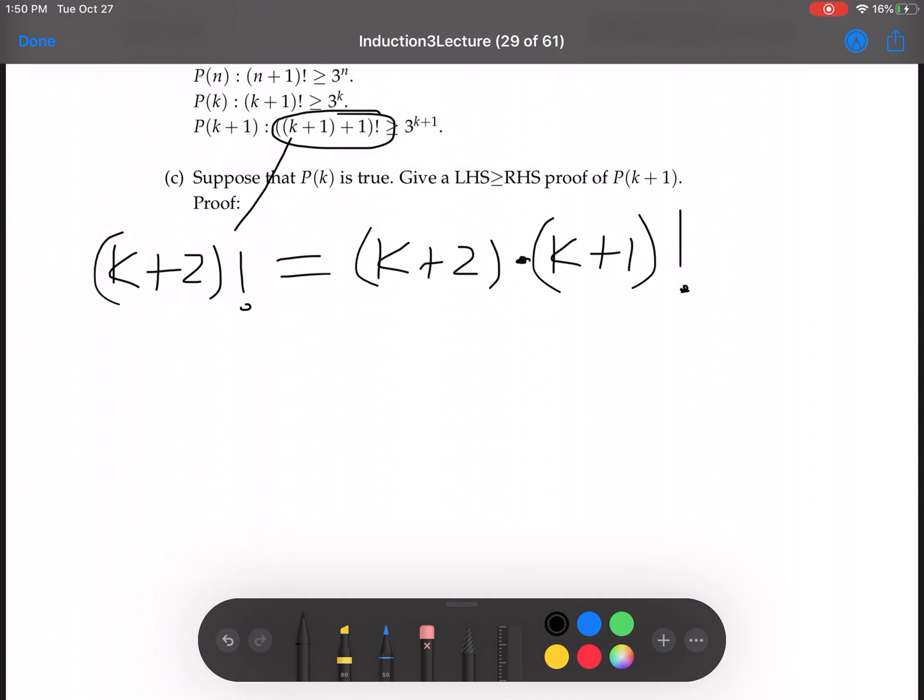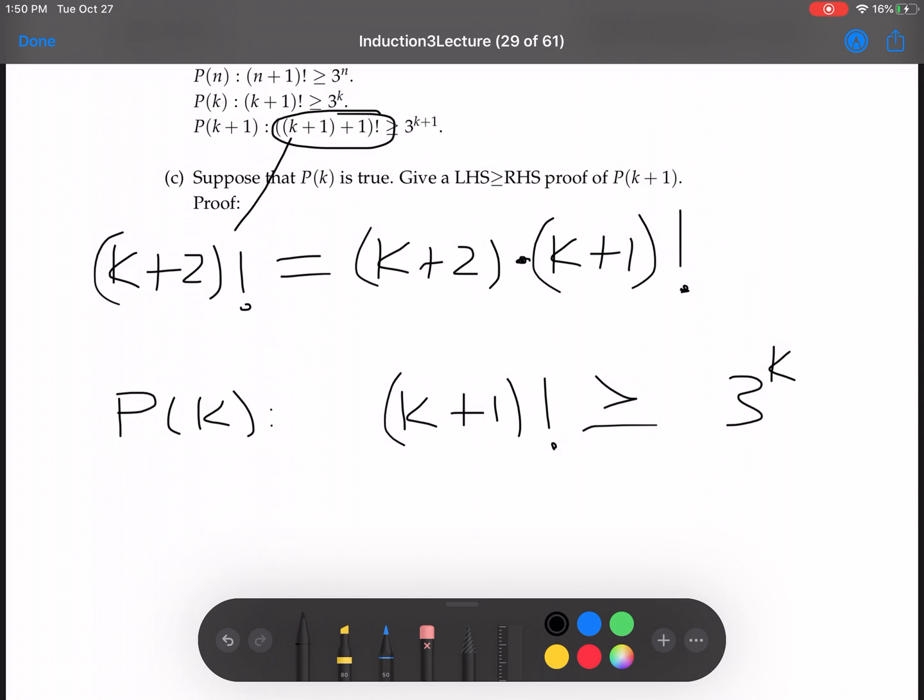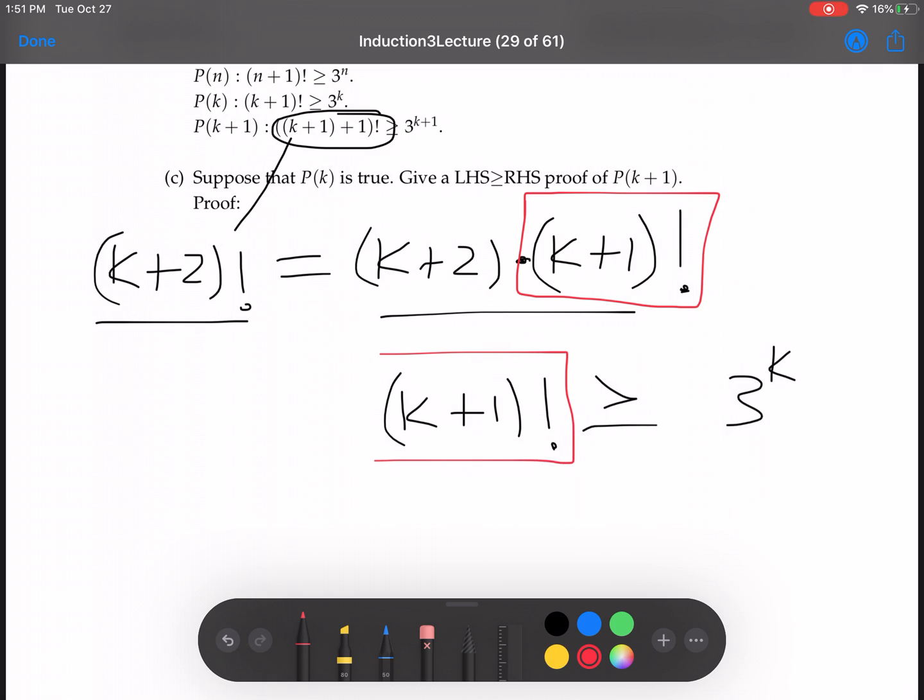All right, and then now looking at p of k, remember this is our assumption. You've got k plus 1 factorial greater than or equal to 3 to the k. Now this is where I'm starting at. This is my left-hand side, and it looks like this. And notice that both of these have a k plus 1 factorial in them, right? So I think to myself, well, let's just multiply everything by this k plus 2 here and see what happens.